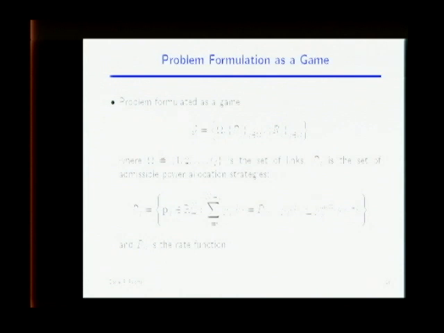So this is the formal definition of a game. We define a game as a set of Q users. Each of them has a feasible set, the constraints, and each of them has an objective function, the rate that we saw before. Okay, this is the game.